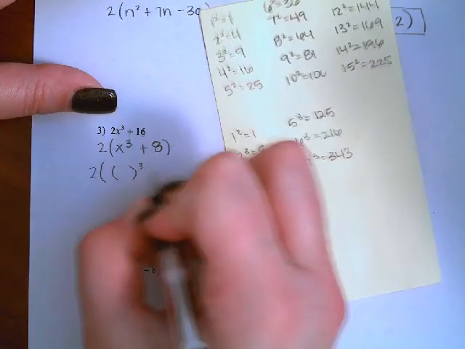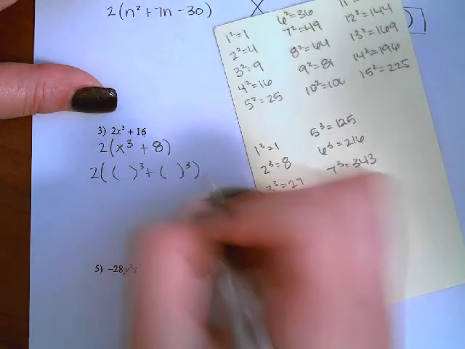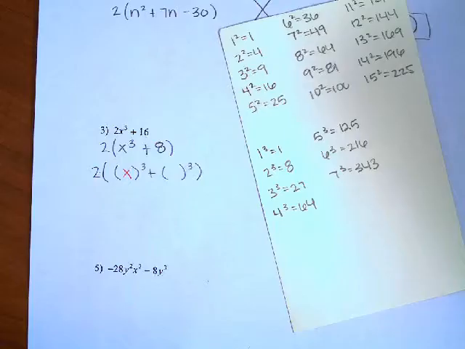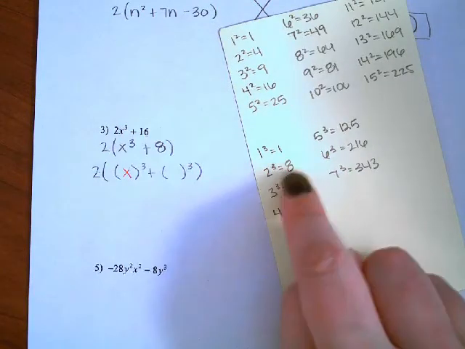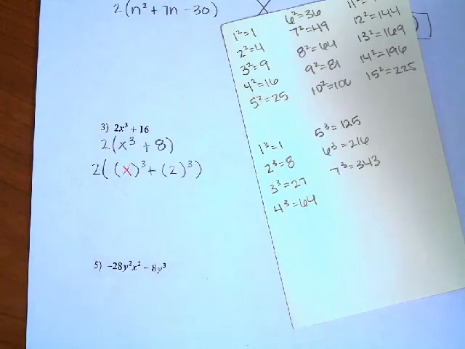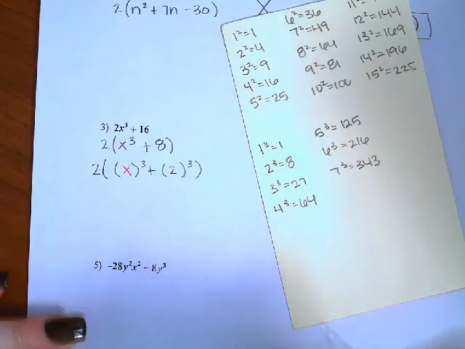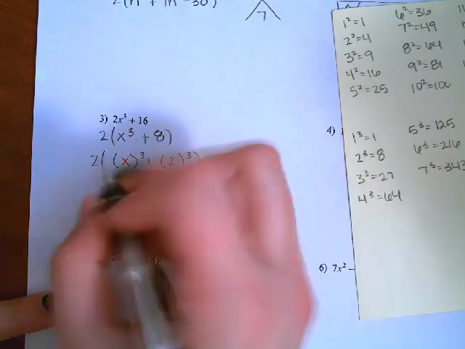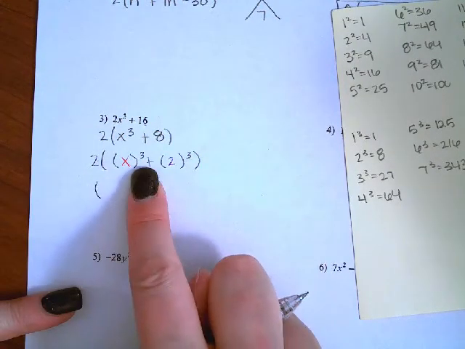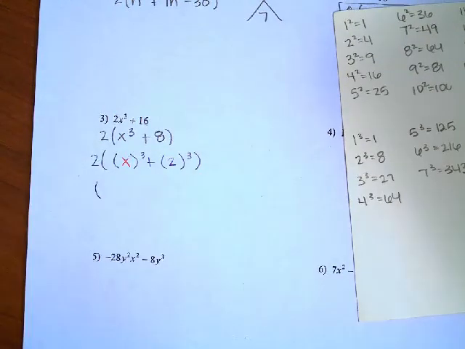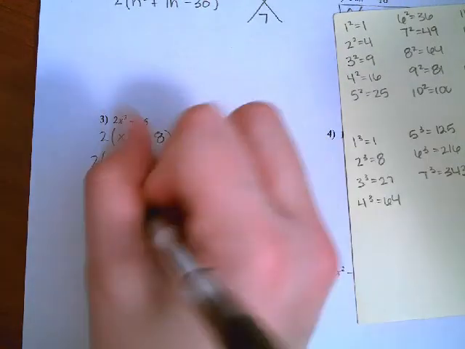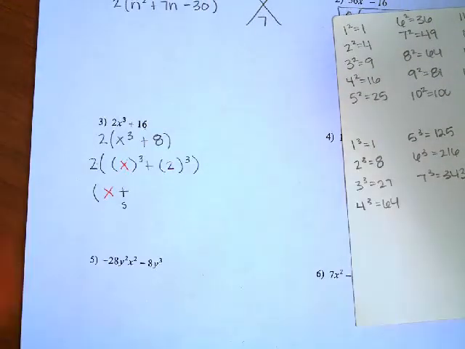So something cubed plus something cubed. The first thing we have is x cubed. That one's kind of easy. 8 is the same thing as 2 cubed. Now I'm going to walk myself through the pattern with sum or difference of cubes. In my first parenthesis, I start off with the first term, the same sign, and the second term. So I'm going to have x plus 2.